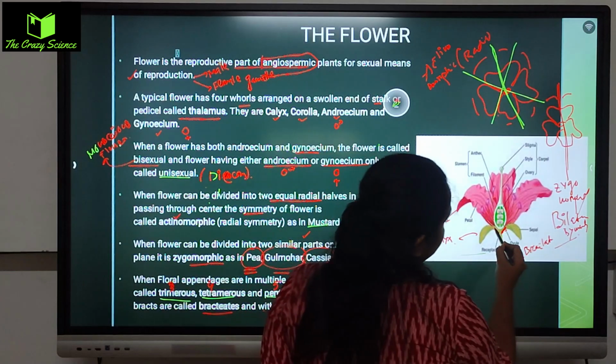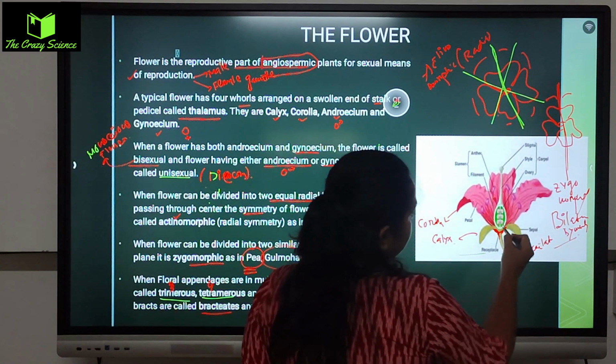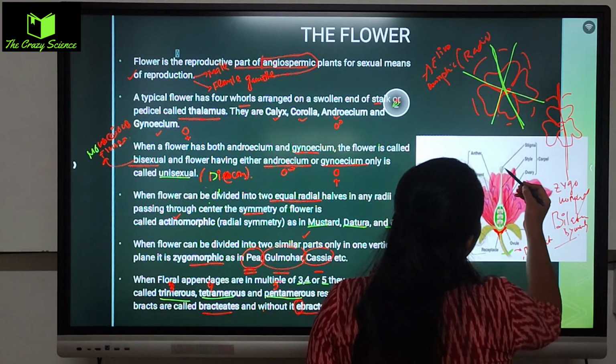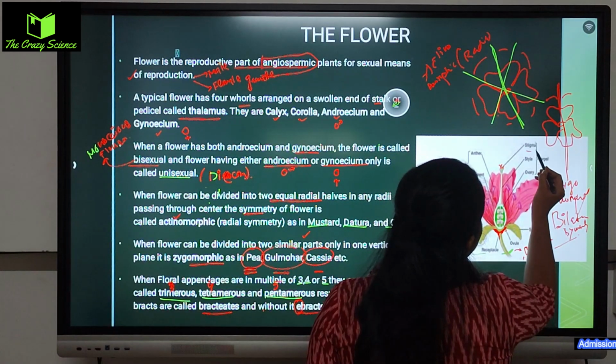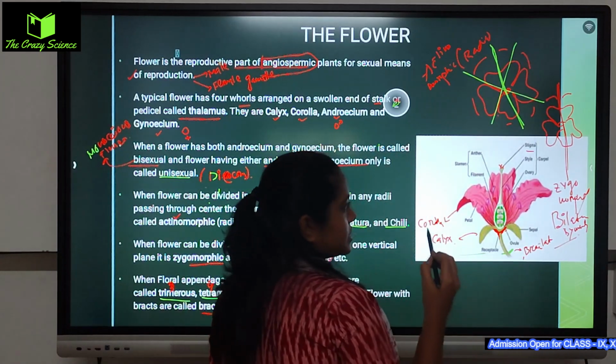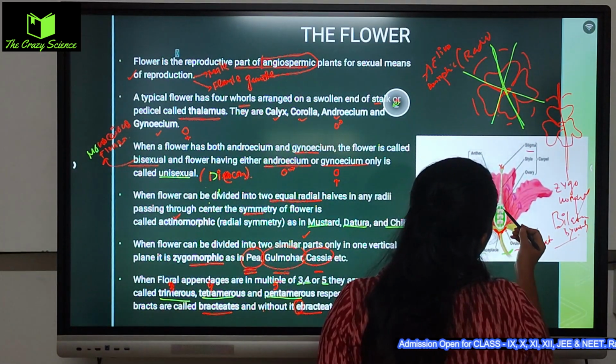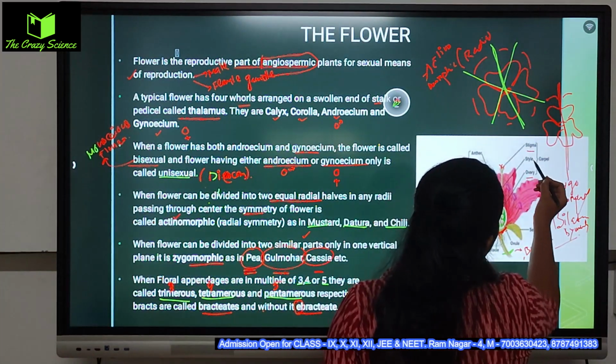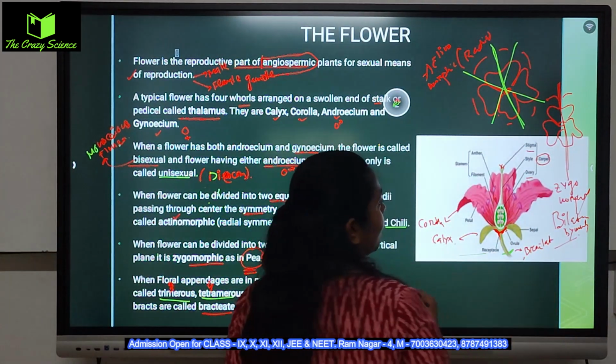Okay, this is a receptacle or the thalamus, যেখানে ফিমেল ওভারিটা বসে আছে, আর এটা হলো ফিমেল ওভারি where the upper part is called the stigma, the long stalk like structure is called style, and the bulge like that thick portion is called the ovary, and together they are called the carpel, okay, or pistil.